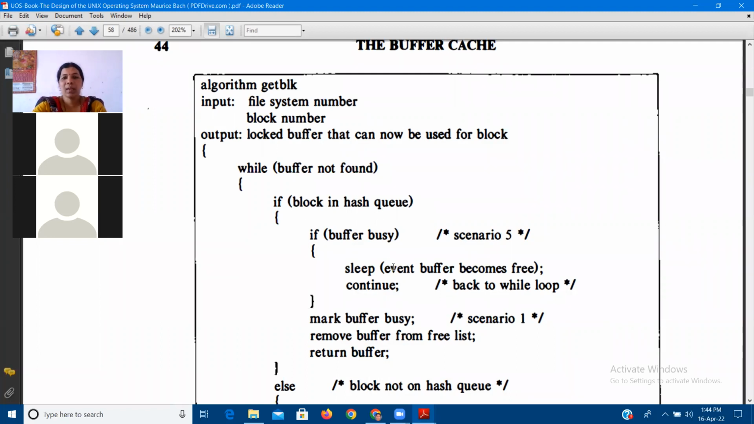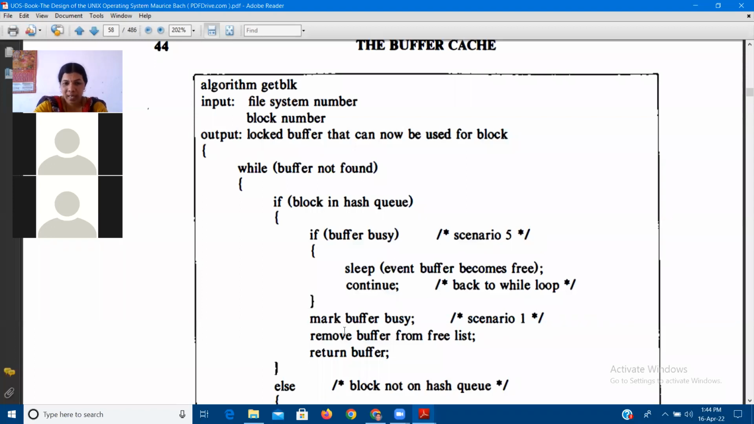That is nothing but sleep event buffer becomes free. So what does the process do? If the buffer is busy, the process goes to waiting, to sleeping, and how much time does it sleep? Till the event that the buffer becomes free. Until the buffer becomes free, it continues in the waiting state. Okay, so this is about the fifth scenario. Then it will never go into this loop if the buffer is not busy. If it is busy it will go into this loop; if not, the buffer is not busy, which means the buffer is free.